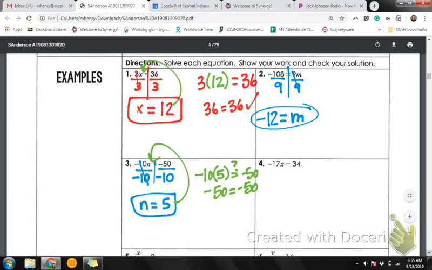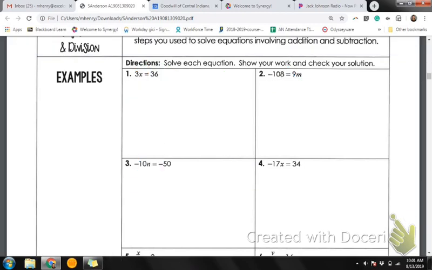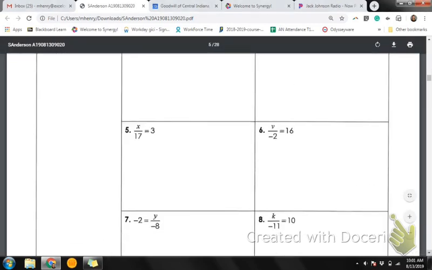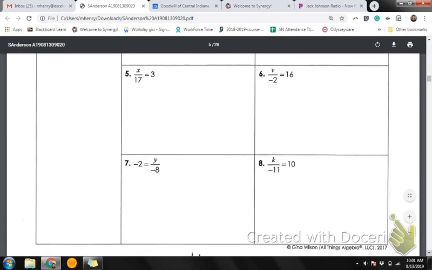All right, let's look at number 5. Number 5 looks a little bit different. Why? Because it's a fraction, which means it's actually a division problem, right? So the opposite of division is multiplication. So we're still locating our variable. So we still have this x here.